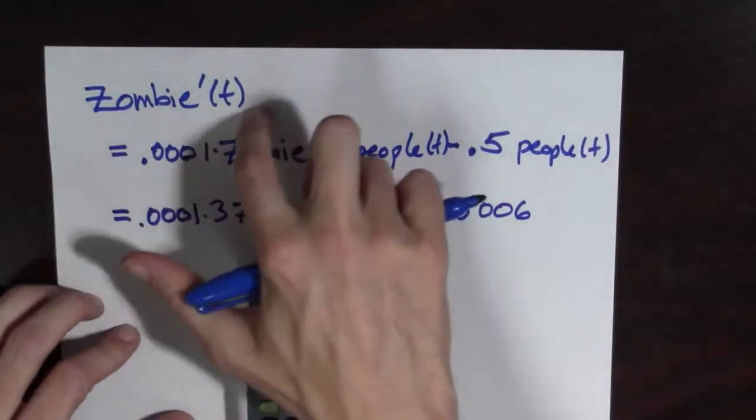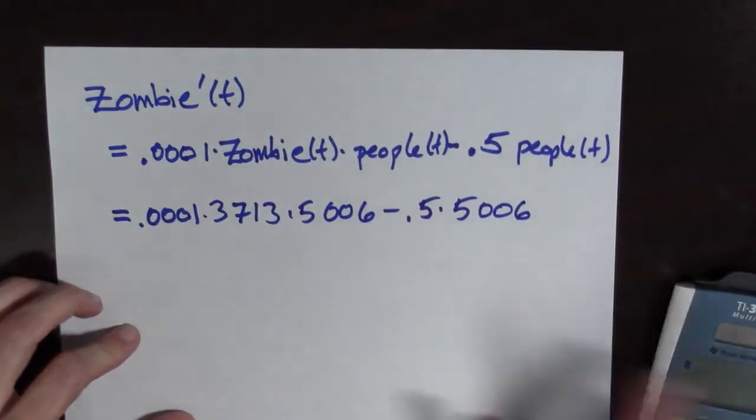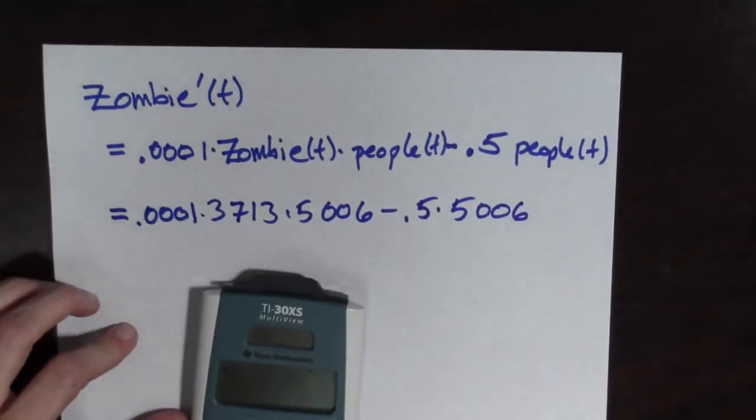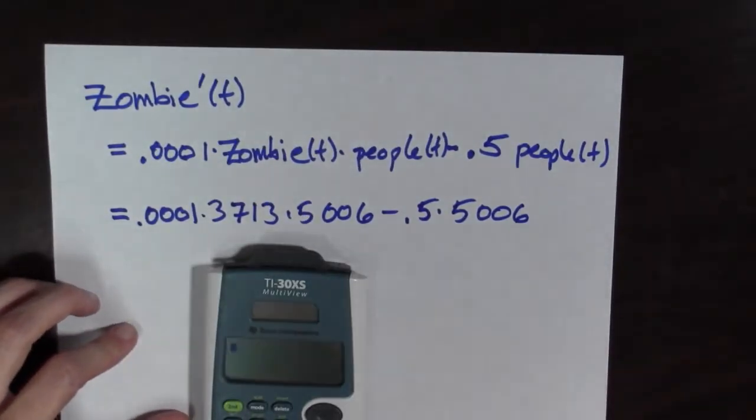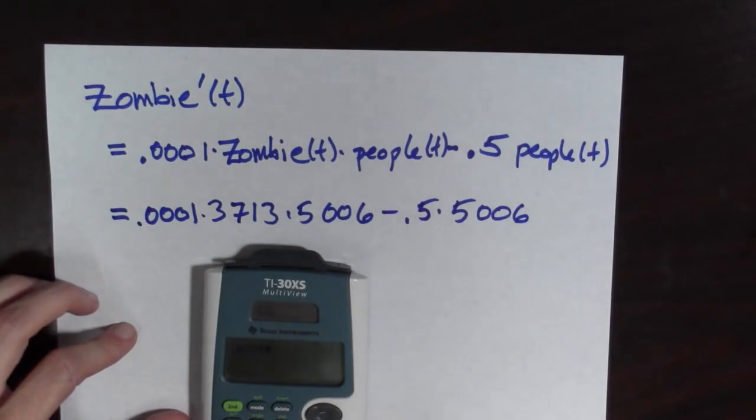If zombie prime, the rate at which the zombies are growing, is equal to this, what's going on here? Well, I got my trusty calculator out. I'm gonna put the numbers in. So 0.0001 times 3,713 times 5,006 minus 0.5 times 5,006.